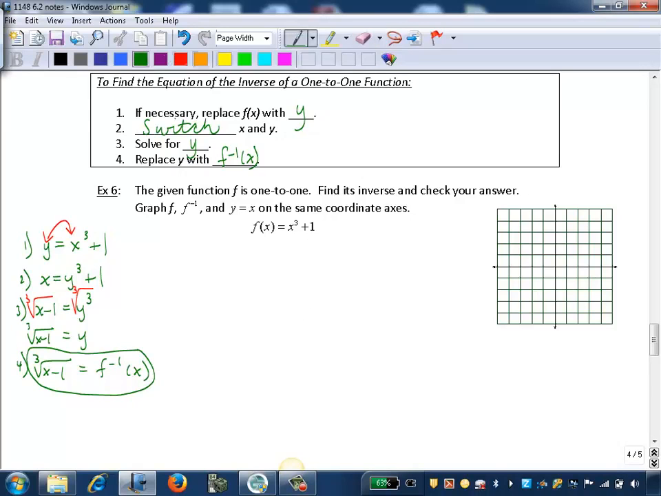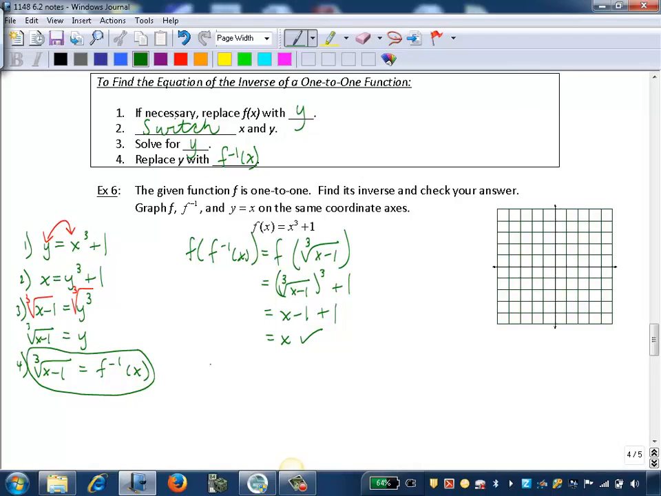So let's verify that algebraically by composing the two functions. So I first want to find f of f inverse of x. So I'm going to find f of the cube root of x minus 1. So I'm going to replace the x value in my original function here with the cube root of x minus 1. So that will give me the cube root of x minus 1, cubed, plus 1. So if we cube a cube root, we'll get the radicand, the expression under the radical, which in this case is x minus 1. And then we combine the negative 1 and 1, and that does in fact give us x.